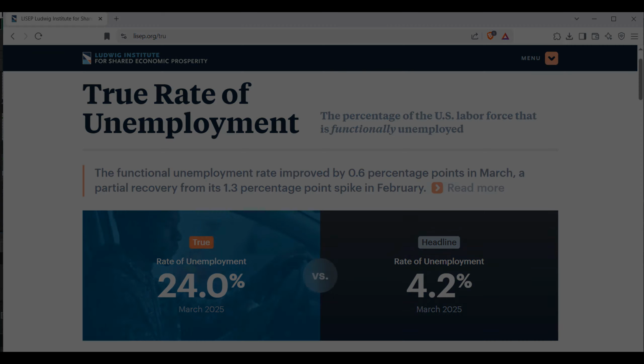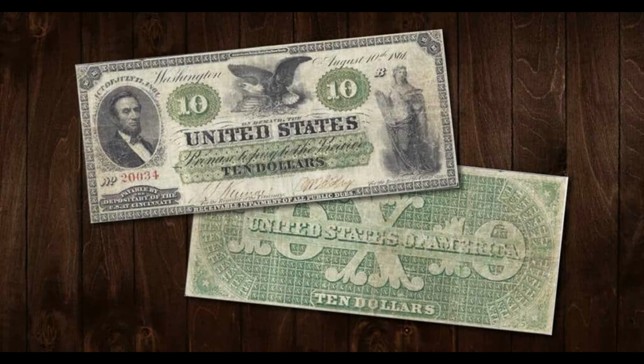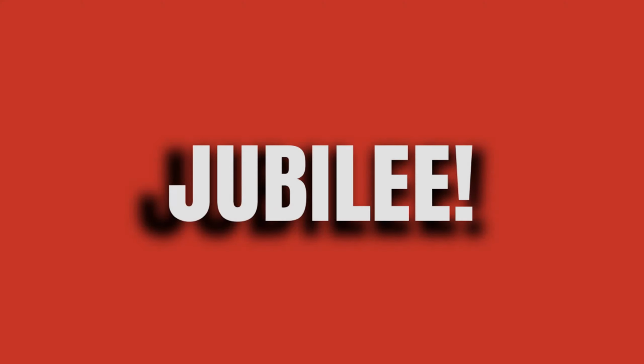It must be replaced. And that replacement should be a new dollar issued directly by the national government with a cash guarantee of at least 50 years. And equally as important, this new dollar arrives right at the same time as a debt jubilee for all Americans.